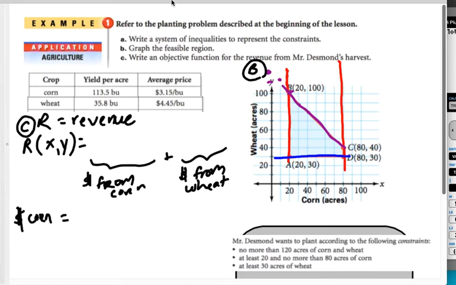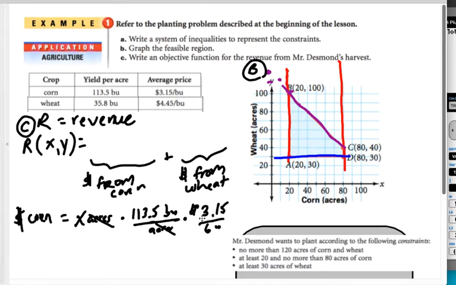So this is basically unit conversion, right? So I want to turn the X acres into money. So I have X acres, but I know that I get 113.5 bushels per acre, right? So if you've had chemistry at all yet, this is going to cancel the acres. And I know that for corn, I make 3.15 per bushel, which is going to cancel bushels. So what's going to happen is that my income for corn is going to be 3.5 times 113.5 times x.